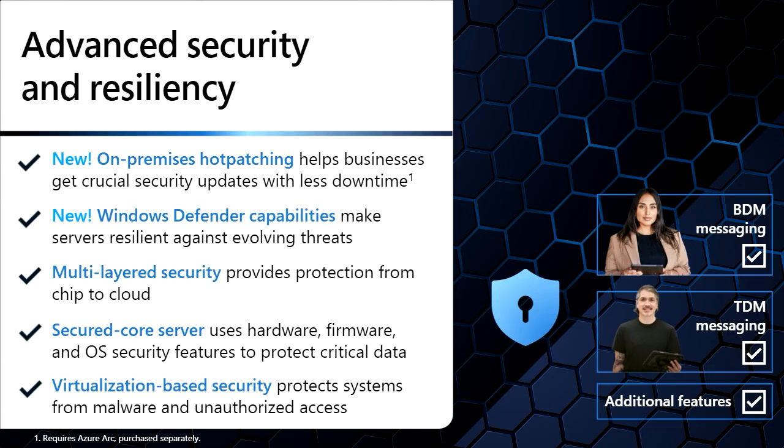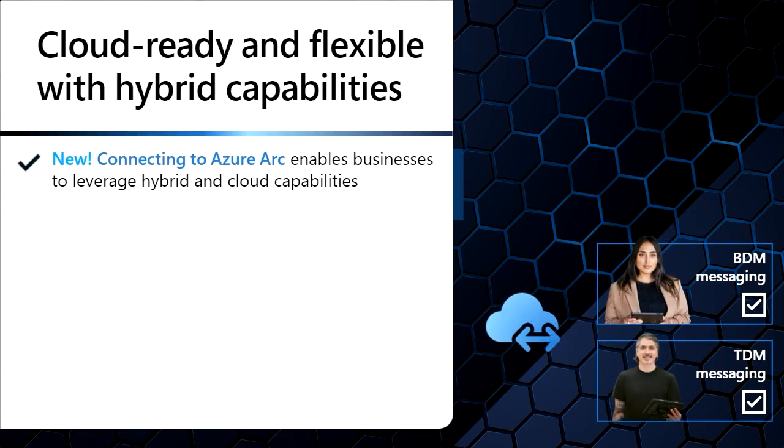Now, for those who are trying to be cloud ready and have that hybrid capability, remember that they have tons of different things that are basically brand new to Windows Server. Being able to connect to Azure Arc, I mean, that is huge. You're able to leverage it, get everything you need from the hybrid cloud capabilities, have management all in one central location. I mean, tons of great things.